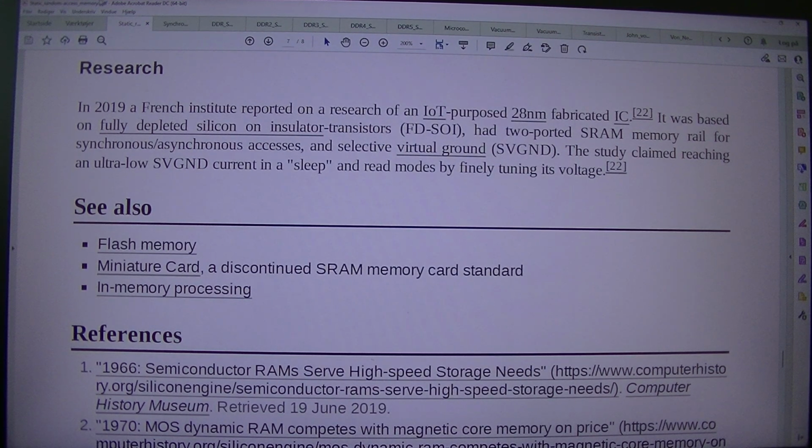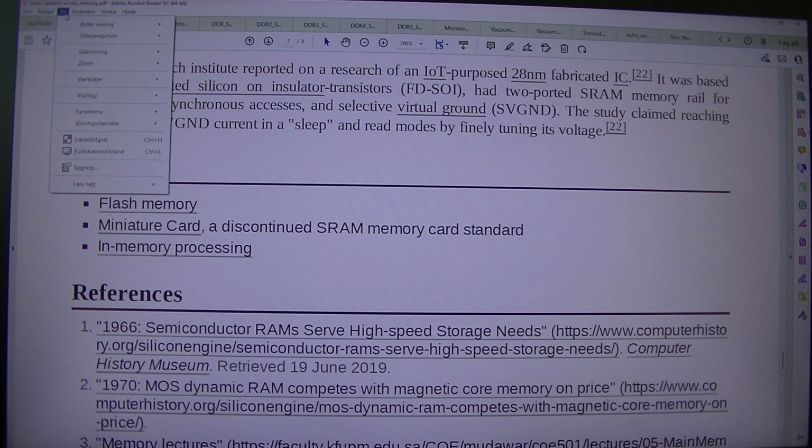Miniature card, a discontinued SRAM memory card standard.